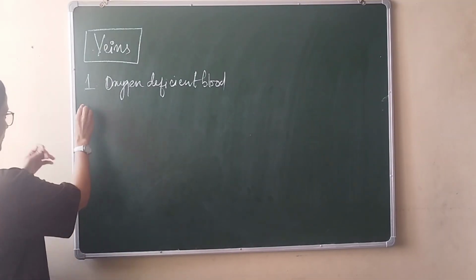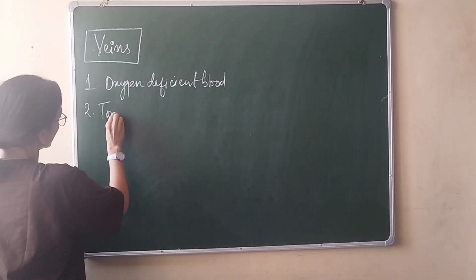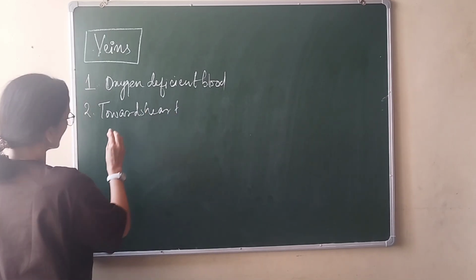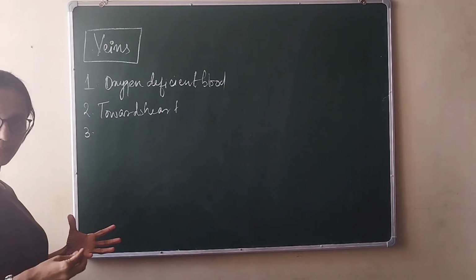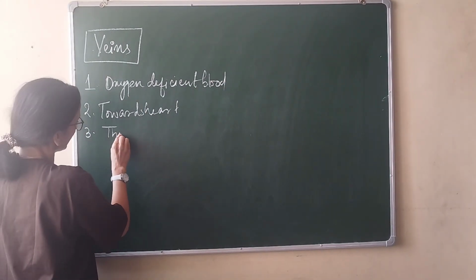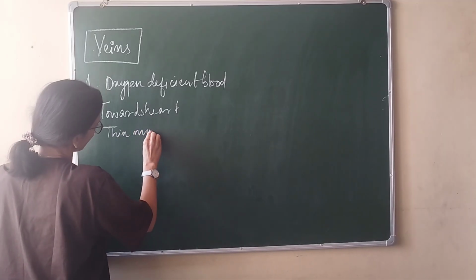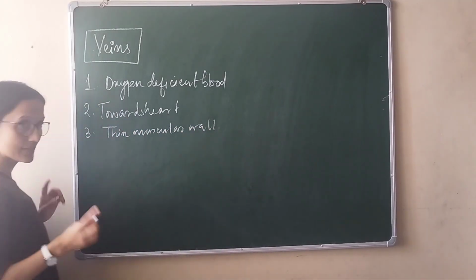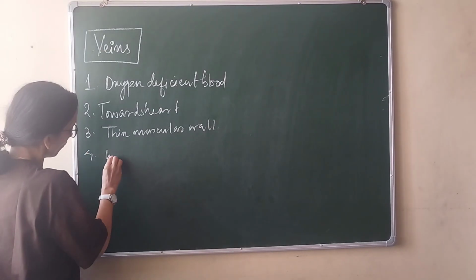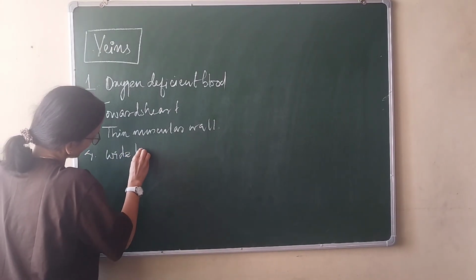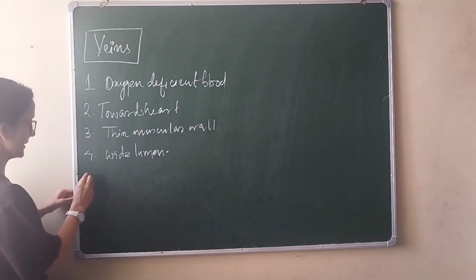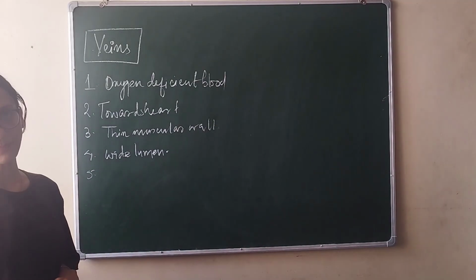What will be the direction of the blood flow? It will be towards the heart. Third, about the muscular wall, they have thin muscular wall. As a result of which they will have wide lumen. Next is presence or absence of valves.